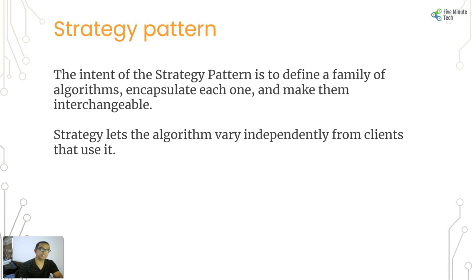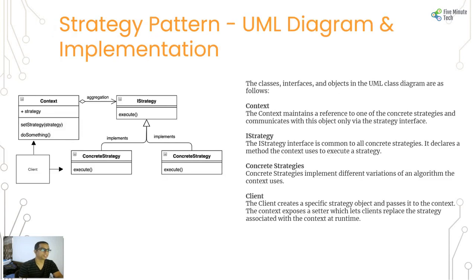Strategy lets the algorithm vary independently from clients that use it. So we'll delve more deeply into it. Strategy pattern UML diagram: the context maintains a reference to one of the concrete strategies and communicates with this object only via the strategy interface. So the context will only talk to the strategy through a particular interface.